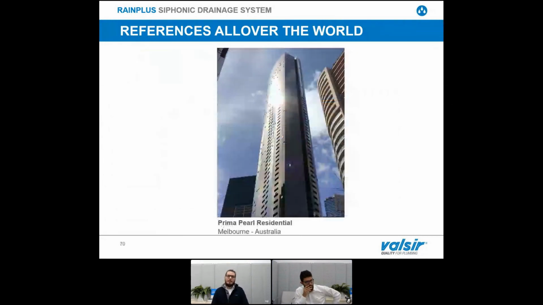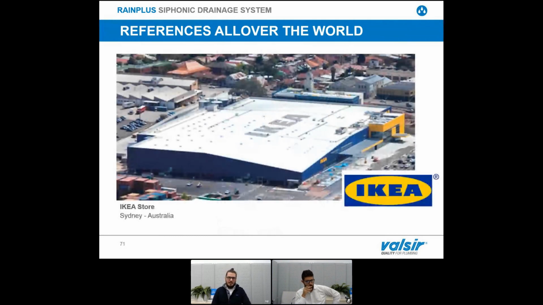But not only big surface buildings, but also towers. We installed our Siphonic system in the Prima Per tower. If you remember from last Thursday, we installed also the ventilation branch fitting in this tower. So we installed our system in this tower, not only the ventilation branch fitting, but also the Siphonic system for the drainage of the rainwater of a tower. Or, as already seen in the beginning of the presentation, the Kia store in Sydney. On this big roof surface, we installed our Rainplus system for the drainage of this building.